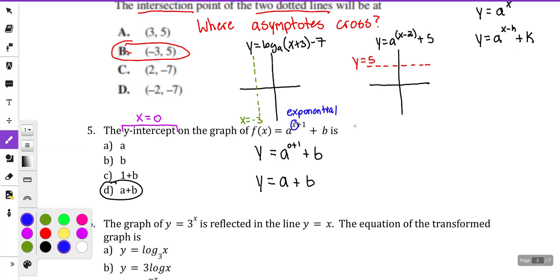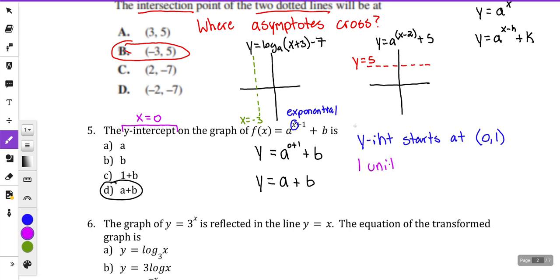And on exponential functions, the y-intercept starts at 0, 1. Think back to our exponential graphs. All right, the y-intercept was at 1. Then this thing was transformed. It was transformed 1 unit left, b units up.